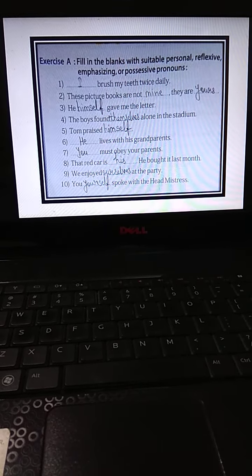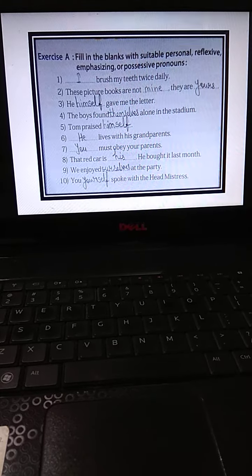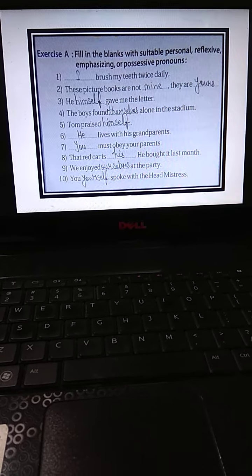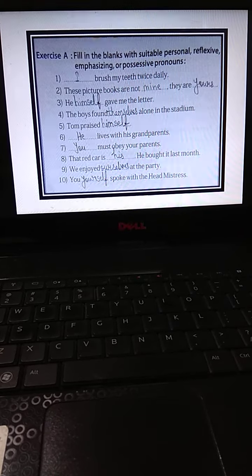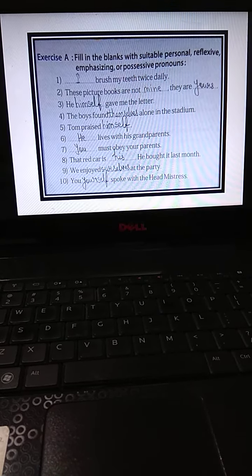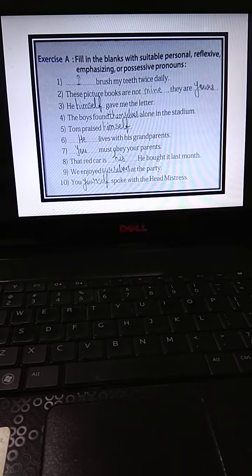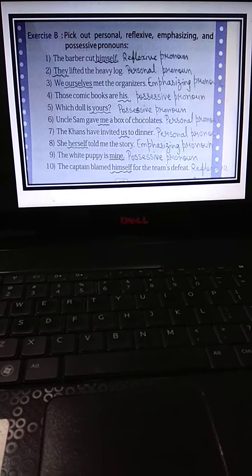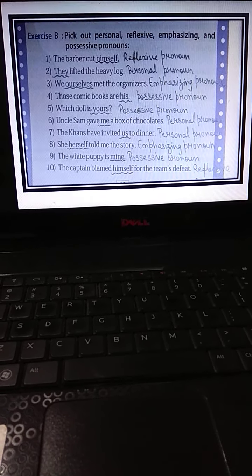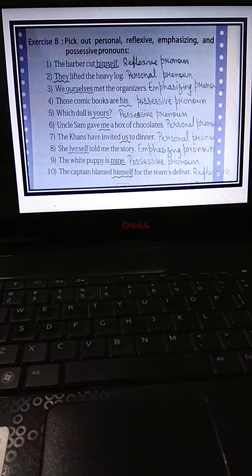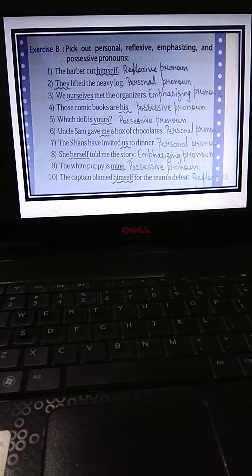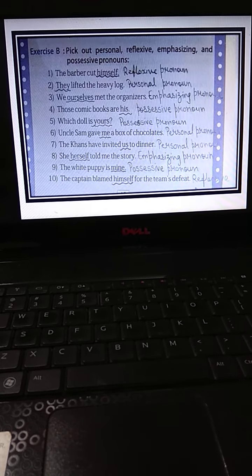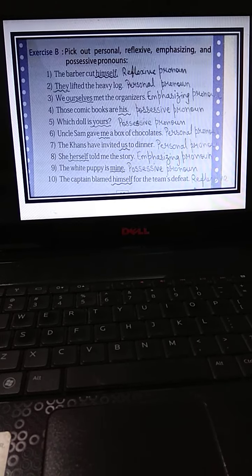He bought it last month. 9. We enjoyed ourselves at the party. 10. You yourself spoke with the head mistress. Then exercise B. In this exercise, pick out personal, reflexive, emphasizing and possessive pronoun.